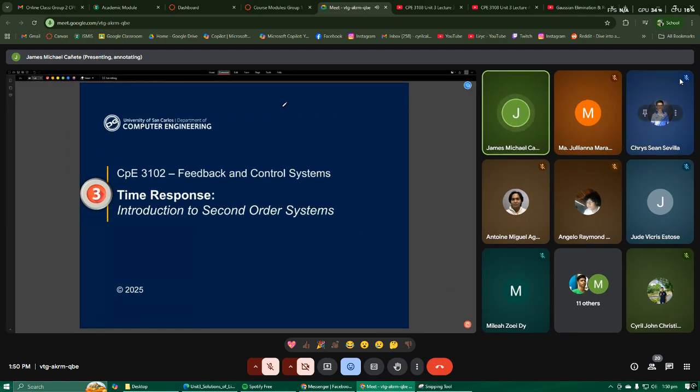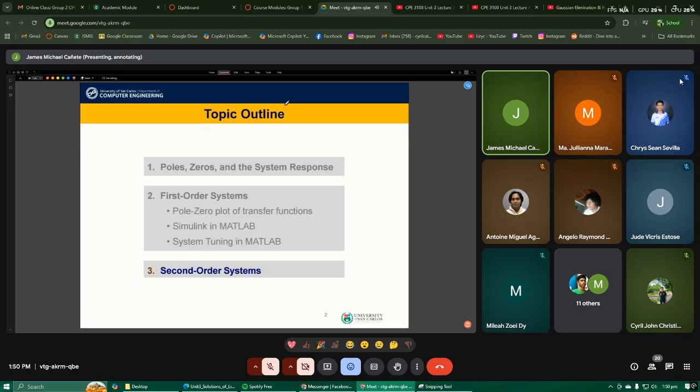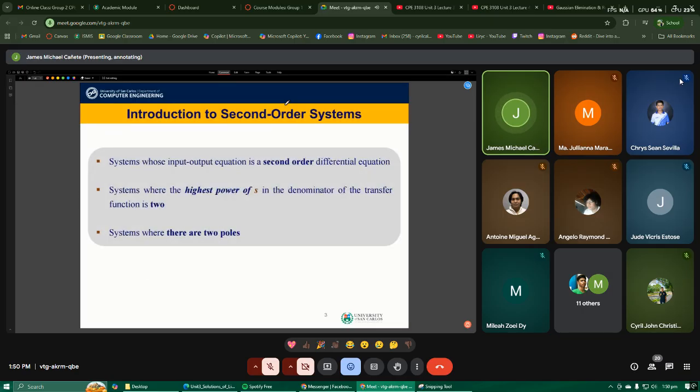So when we go into second order systems, as we will see, there will be more parameters to work with. You will also learn that there are more types of responses, time responses, in the second order system.